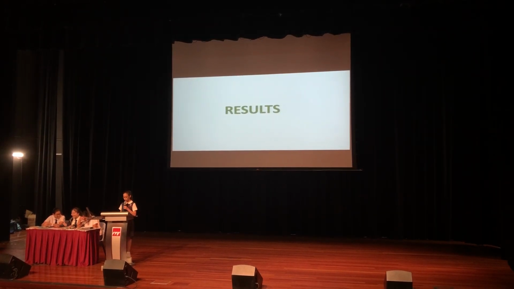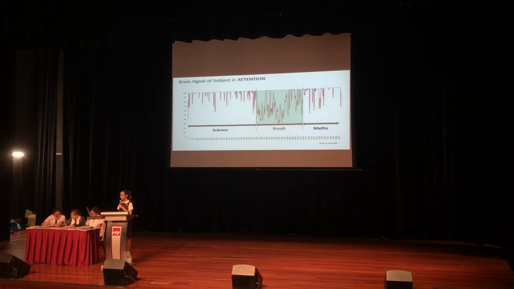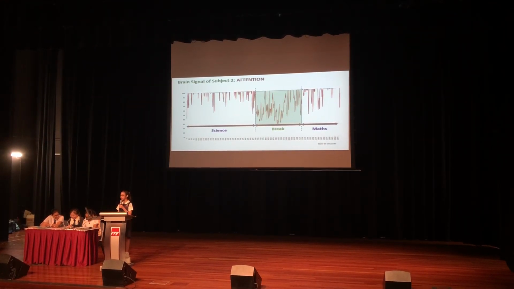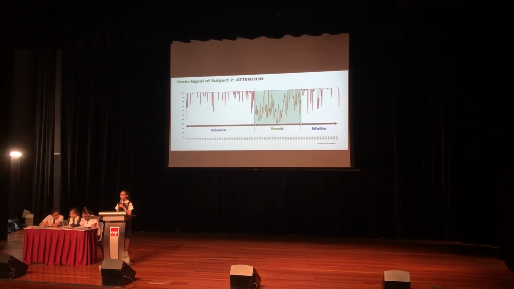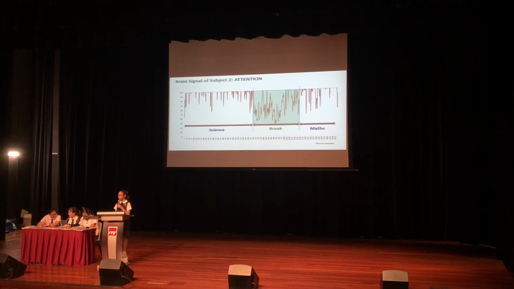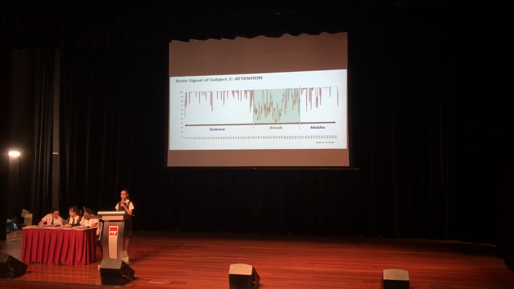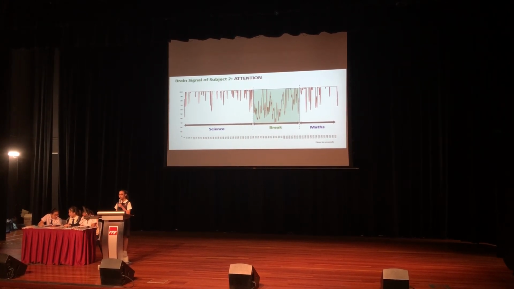These are my results. These brain signals belong to subject 2, indicating her attention levels. In the science and math lesson, her attention levels were generally high. However, in the break segment, her attention levels were generally low. Please note that each individual will show different attention and study focus levels as they react differently to the same stimuli, driven by their individual preferences.